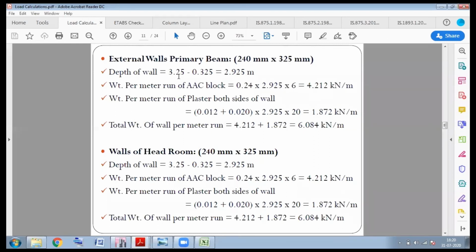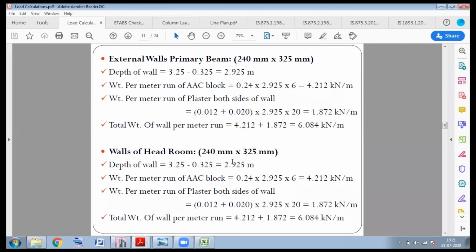Subtracting 3.25 minus 0.325, we have the height of 2.925 meter. The same procedure we followed for the previous calculation, thickness into height into unit weight, that is equal to 4.212 kilonewton per meter. This is the boundary wall. So we have the internal plaster of 12 mm and external plaster 20 mm, so the final value is 1.872 for weight per meter run of plaster, and the total load is 4.212 plus 1.872, that is equal to 6.084 kilonewton per meter.